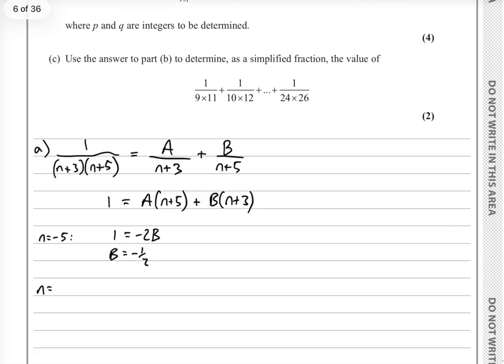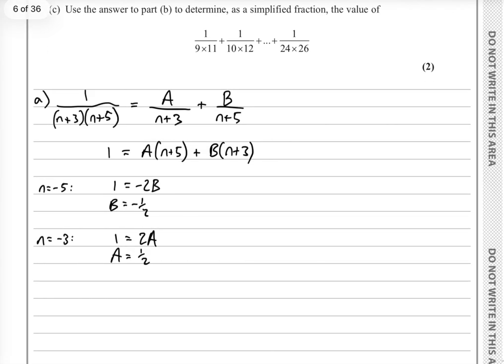Then when n is equal to minus 3, the b disappears because that's a 0 bracket, and this is 2a. So a is equal to 1/2. That was quite quick, but we've ended up with not the nicest numbers. We end up with 1 over 2(n plus 3) minus 1 over 2(n plus 5). And that is part A finished.